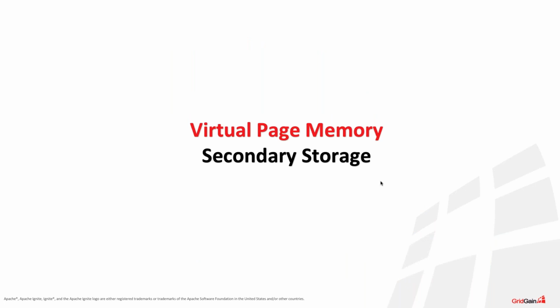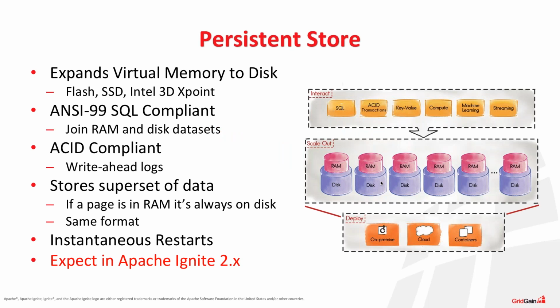Now let's briefly look at the virtual page memory secondary storage, which is our disk storage that is to be released in future Apache Ignite releases. Again, what are the benefits and what are the main features of that storage? It is a distributed and transactional storage, which is ANSI 99 compliant. And literally, it allows to expand virtual memory to disk. So the data will be stored not only in RAM, but also on disk.